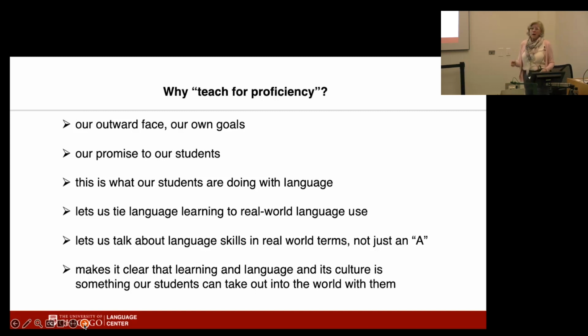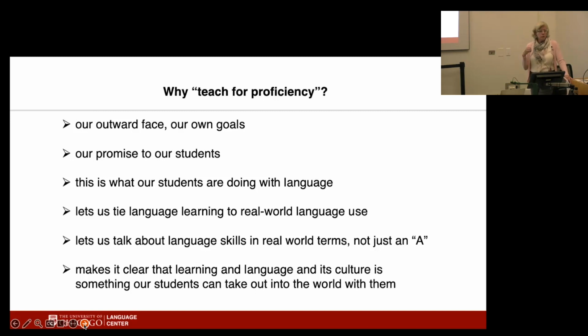This is also what our students are doing with language. Many of our students are already using language to inform or to work in other places, other worlds, engage with other communities of scholars and experts. So they're already out there doing that. And furthermore, teaching and testing for proficiency really lets us connect what we're doing in the classroom to real world language use, really connect those dots for these students.